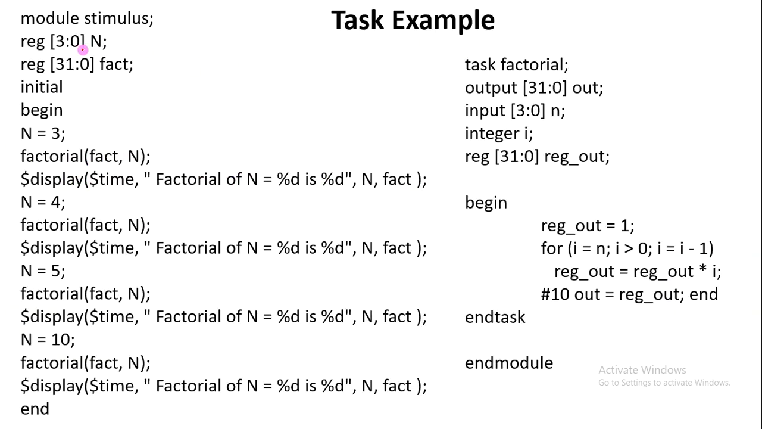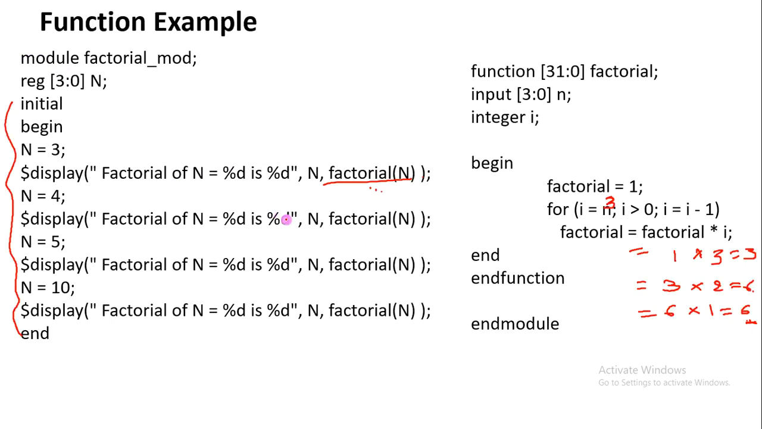Now similarly, the task. In the function, we are passing only the input arguments, no output arguments, because a function returns a single output, and that single output is sufficient in this case. Whenever we declare the function name like factorial, by default there is a declaration of a reg of 32-bit width happening in the background.